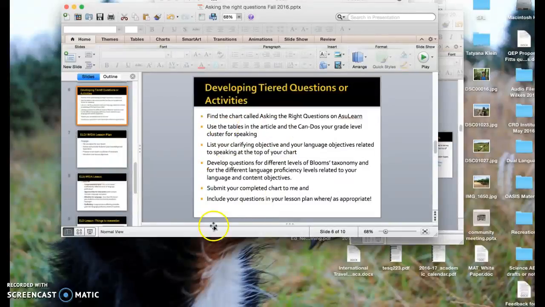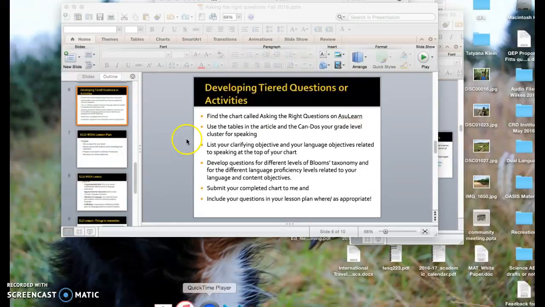So I'm going to quickly show you the chart that I developed. Hold tight there.